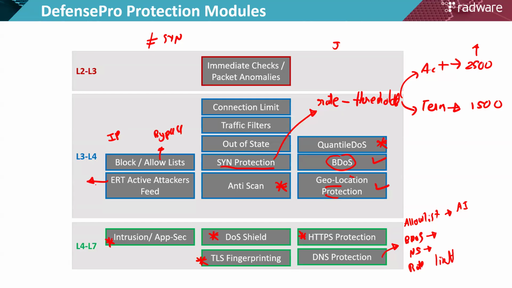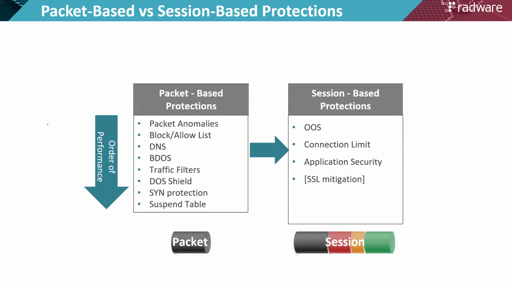Next, we have ERT active attacker feed. This is a list of all the malicious actors. So we will provide you a database of all the malicious actors' IPs. And if in future an attack is launched by any of the IP addresses which is part of this list, those attacks would immediately be mitigated by the Defense Pro. So all these topics we have learned till now. The rest, which is marked as asterisk, would be covered in Defense Pro Level 2 training. So these are some of the packet-based and session-based protections that you can see.